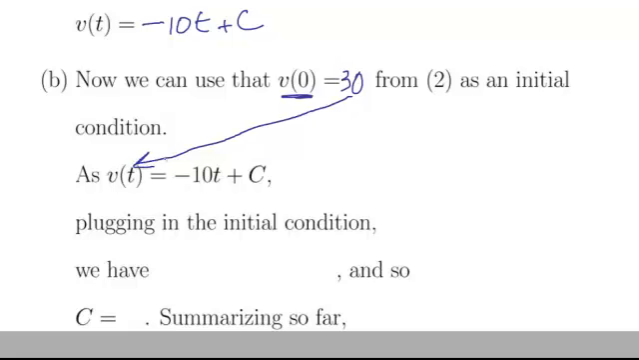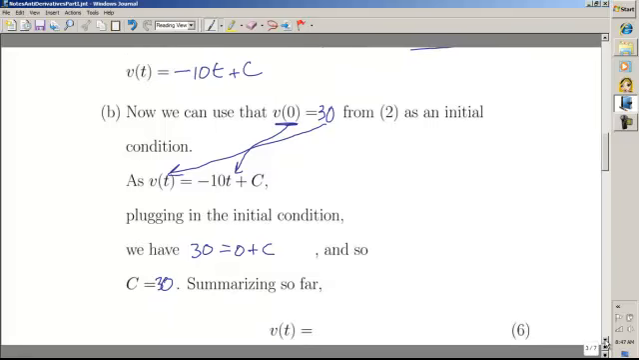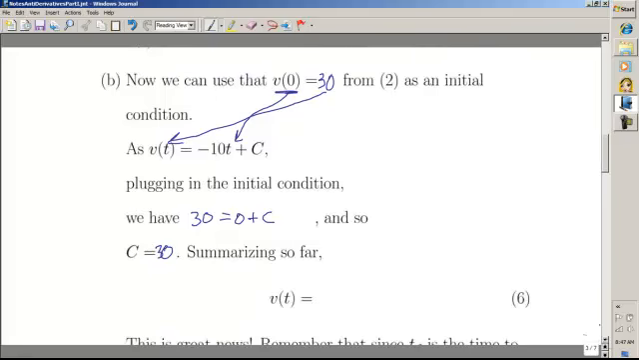30 goes in place of v of t, 0 goes in place of t. So that gives us 30 equals 0 plus c, and so c is equal to 30. All right, so pretty good. We found out what that constant is, and we can summarize the velocity now. Take a second to do that. You're going to see that it will be negative 10t plus 30.